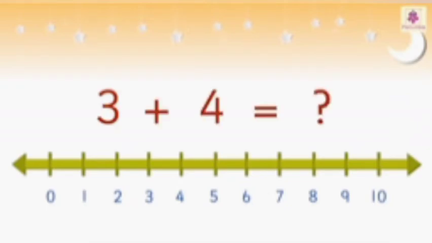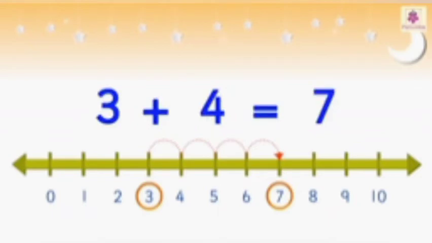First we can add 3 plus 4. So you see 3 there. Then you jump 4 steps forward. Then we reach 7. So 3 plus 4 equal to 7. Okay. So when we are adding the numbers, you jump forward.